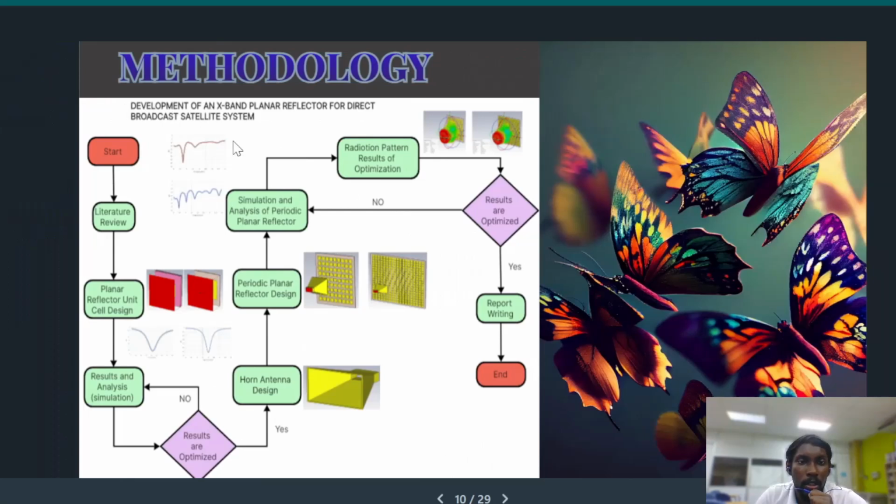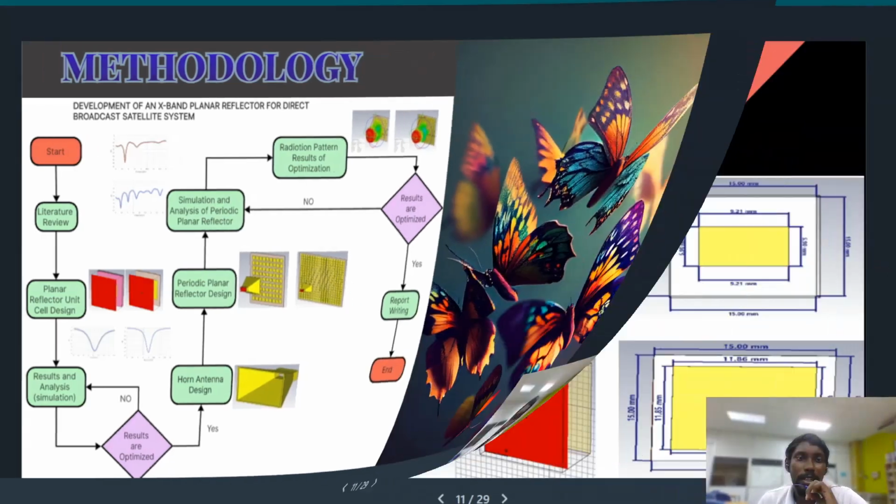So moving to the methodology. The first step I did is literature review, and the second one is planar reflector unit cell design. Once I got the results analysis, I moved on to the horn antenna design. After that, I moved on to the periodic planar reflector design and simulation analysis of the periodic planar reflector. Then I moved on to radiation pattern results of optimization. When the results are optimized, I then submit to my supervisor.